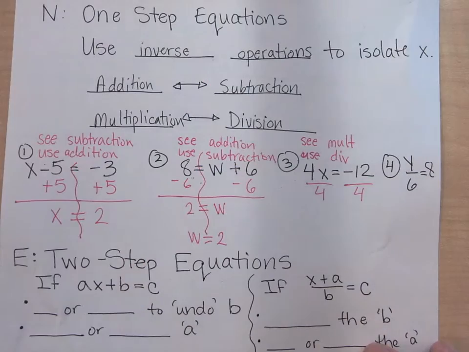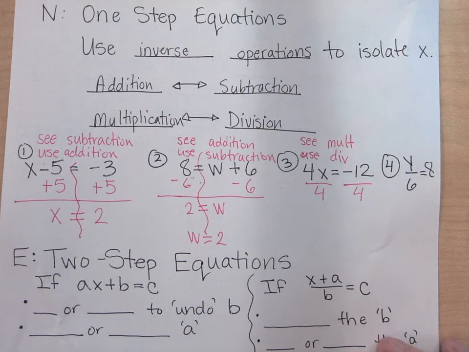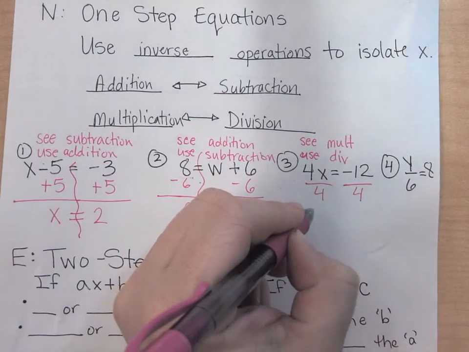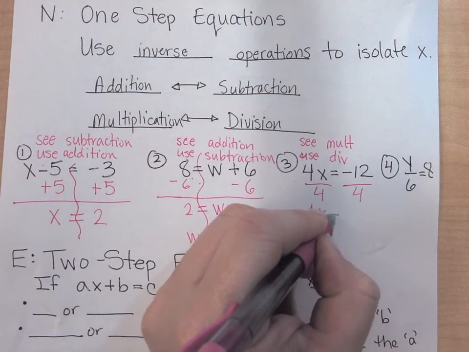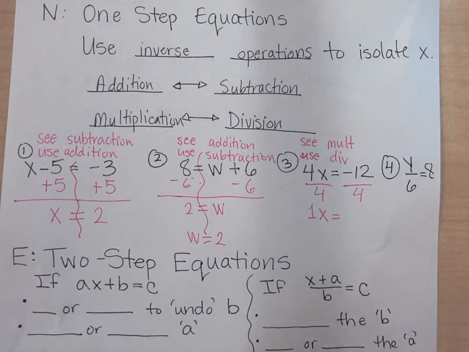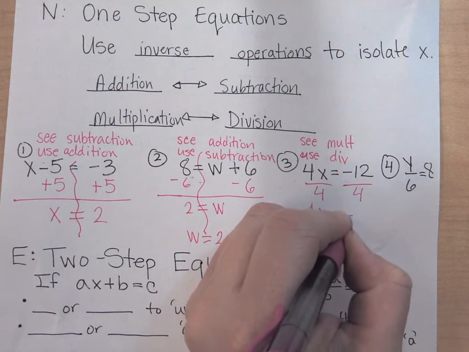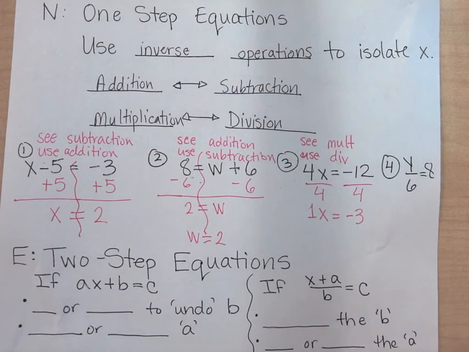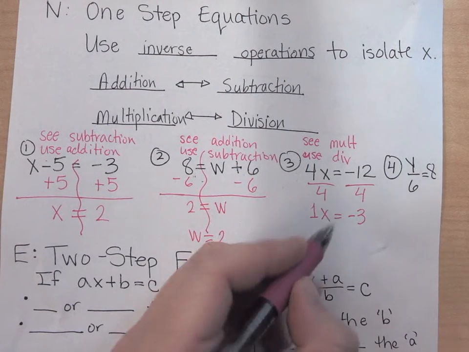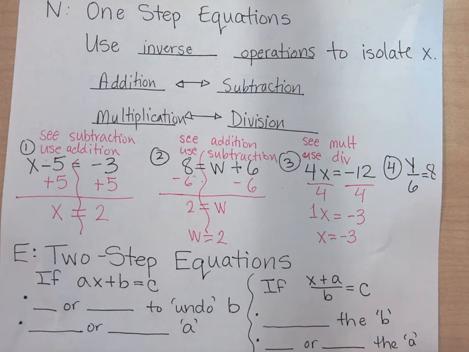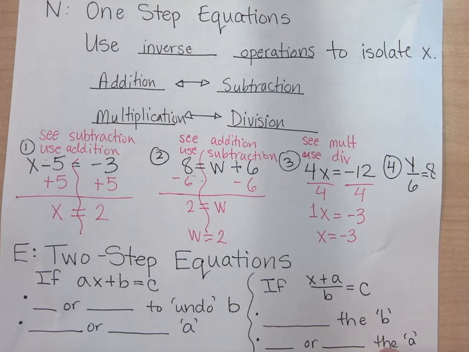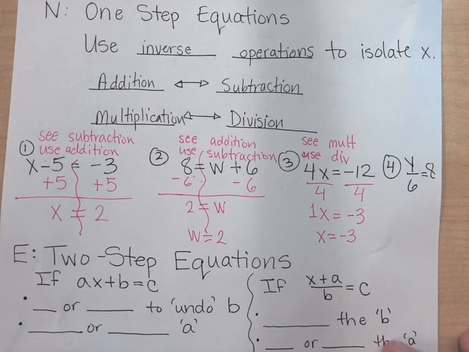Because 4 divided by 4 becomes 1, and that's what we want. 1x, what is that? You can write it as 1x, or you can just write x, and then negative 12 divided by 4 is negative 3. So your final answer can be 1x equals negative 3, or just x equals negative 3. Both are accurate. Both would be accepted.